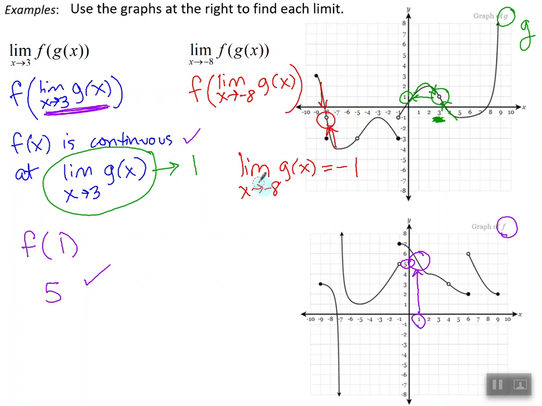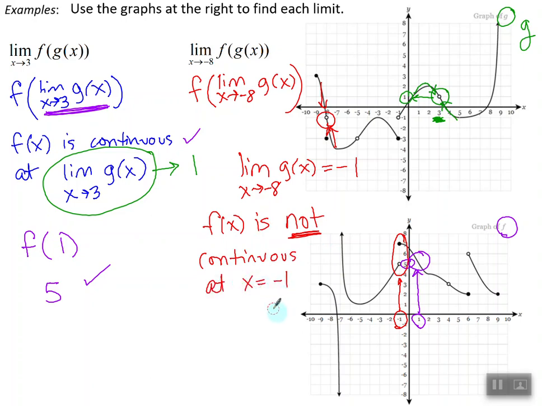So now we have to ask ourselves, is f of x continuous at this limit? So we go to the graph of f, and we take a look for the x value -1, and we see that, in fact, there is a break in the function f where x equals -1. So f of x is not continuous at x equals -1. Therefore, this limit does not exist. D and E will be our answer.